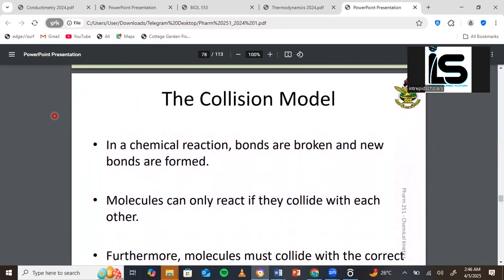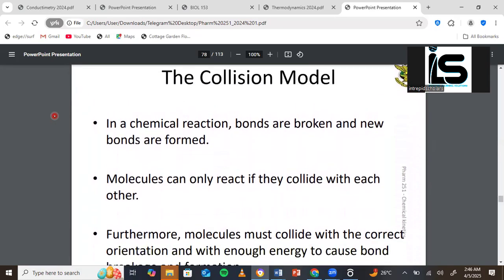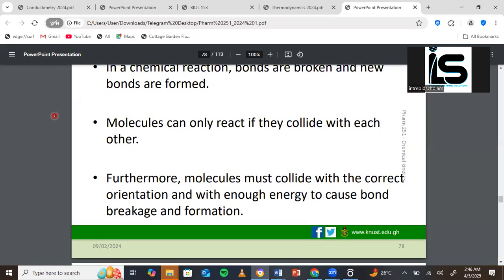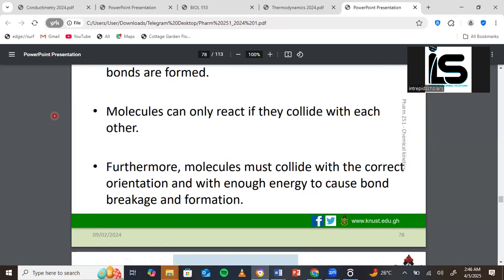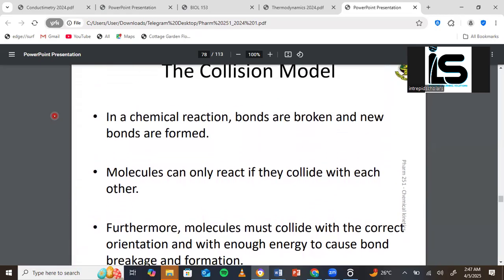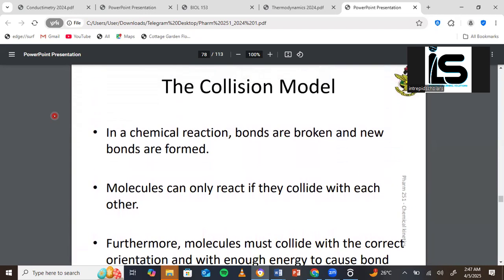Now the collision model. In chemical reactions, bonds are broken and new ones are formed. Molecules can only react if they collide with each other. Furthermore, molecules must collide with the correct orientation and enough energy to cause bonds to break and form. And so the collision model is one way of describing at the microscopic or molecular level how reactions occur.